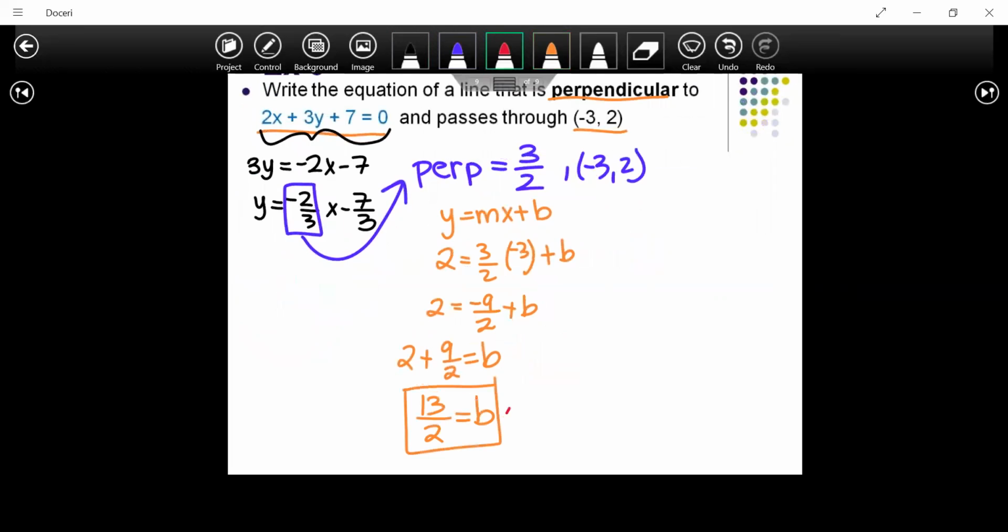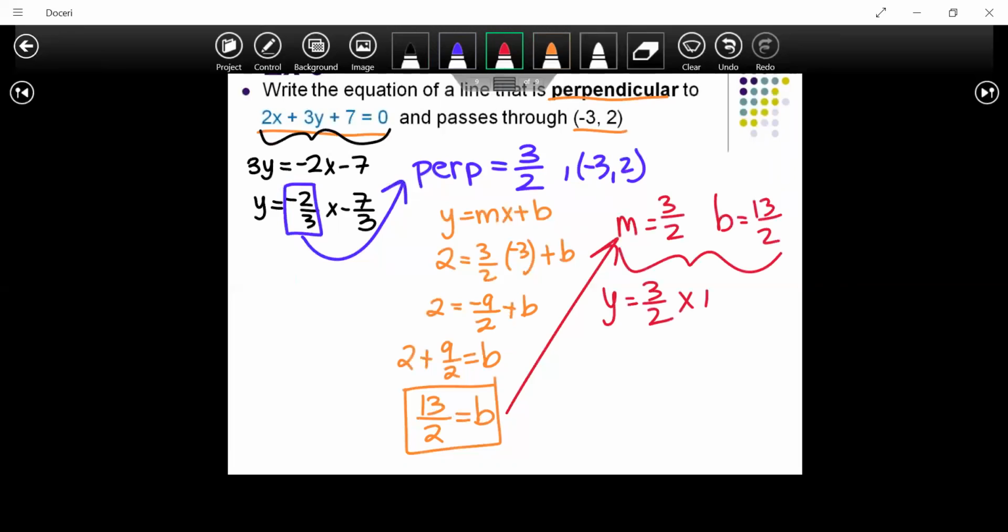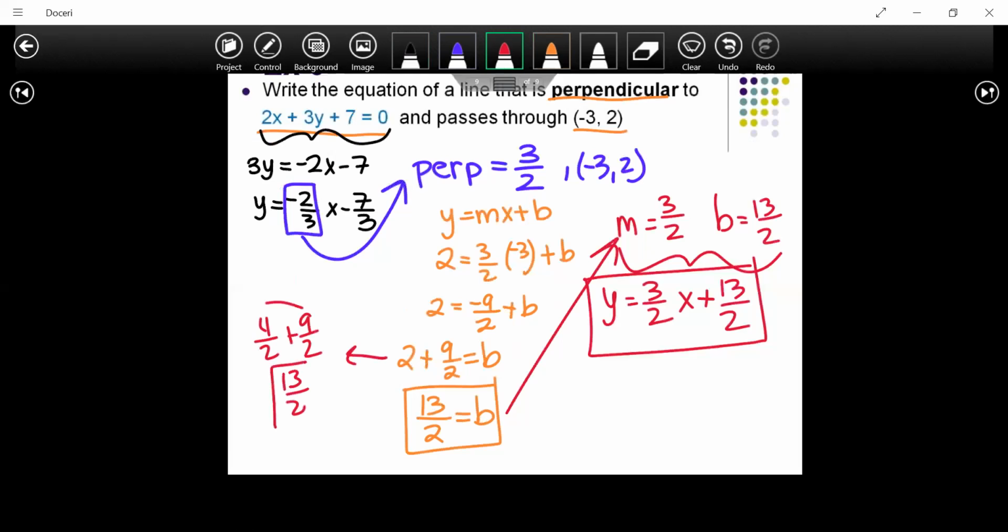From here, we're going to go ahead and combine everything together. I have my perpendicular slope of 3/2 and a b which is equal to 13 over 2. We're going to combine these into y equals mx plus b. If you want to give me the decimal, you're more than welcome to. Cool beans? Yes. I reduced it down. So if you want to convert this into 4 over 2 plus 9 over 2, right? Same thing. Then 4 and 9 gives me 13 over 2. Your calculator would do it too.